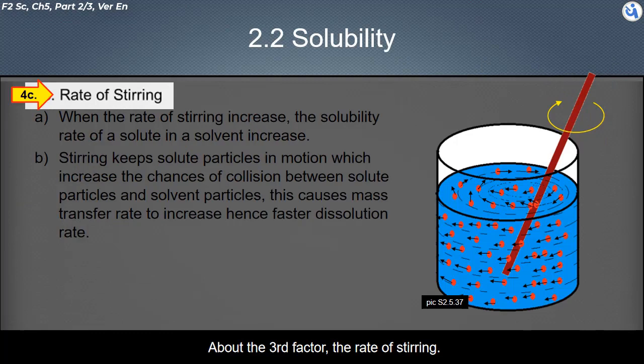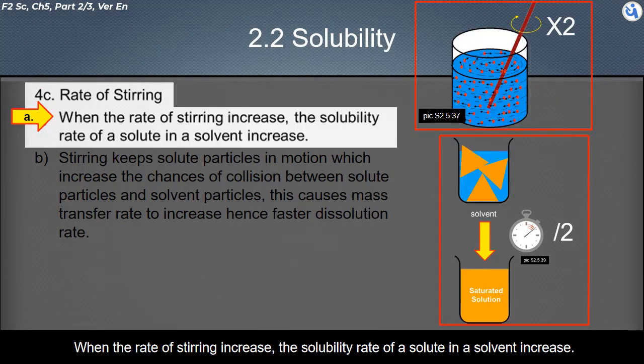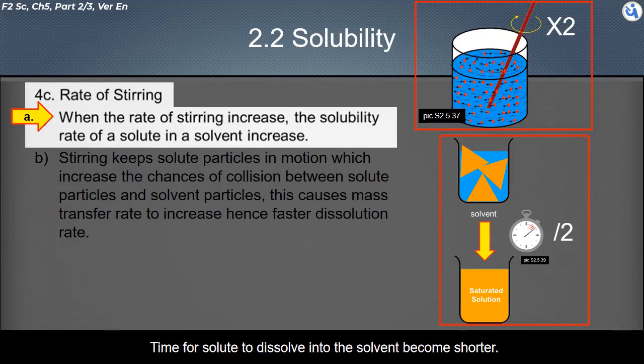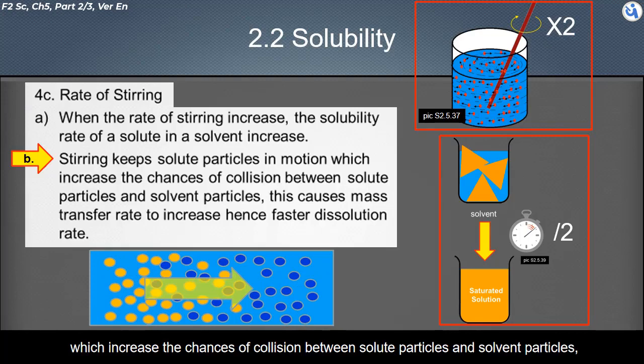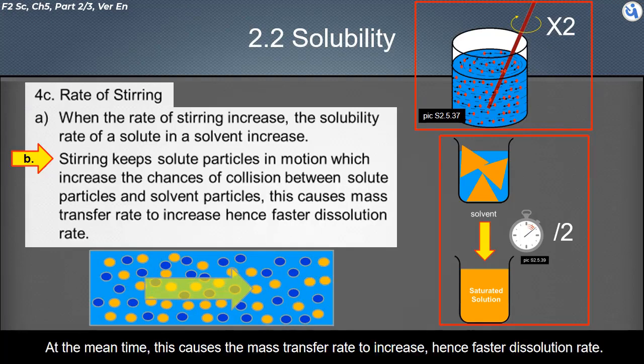About the third factor, the rate of stirring. When the rate of stirring increases, the solubility rate of a solute in a solvent increases. The time for solute to dissolve into the solvent becomes shorter. Stirring keeps solute particles in motion, which increases the interaction between solute particles and solvent particles. At the same time, this causes the mass transfer rate to increase, hence a faster dissolution rate.